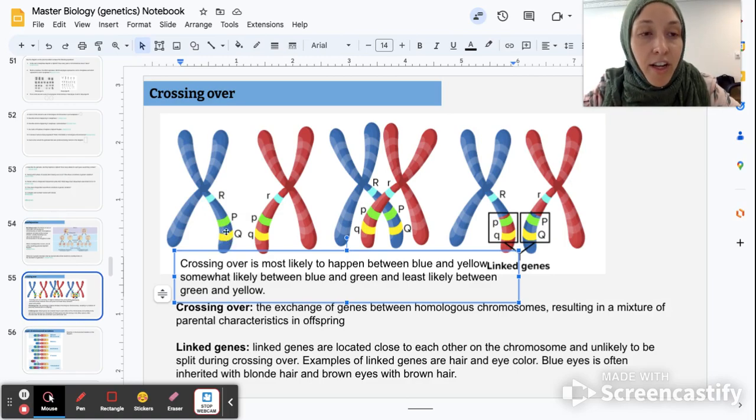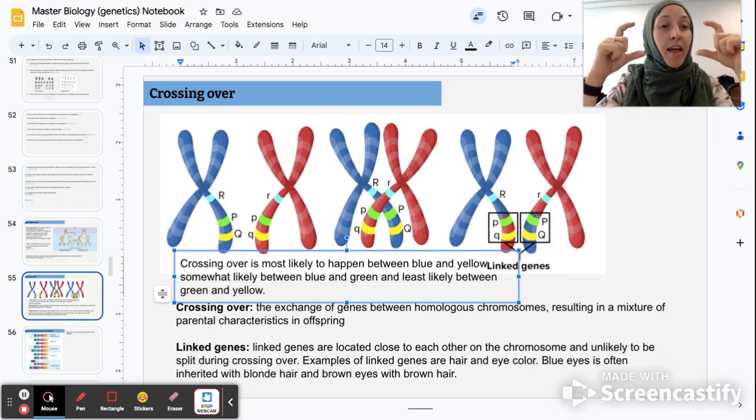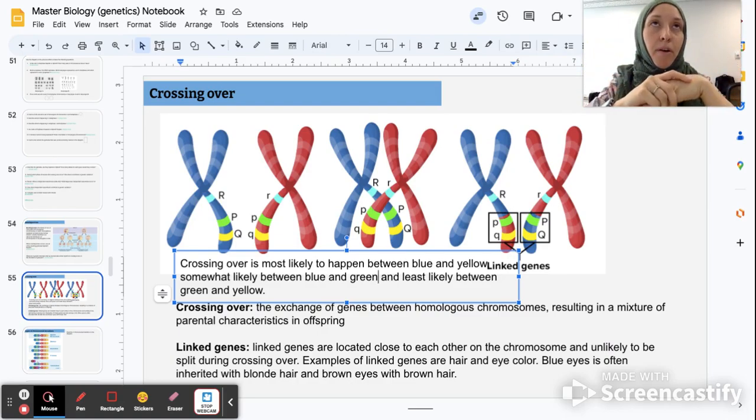Genes that are very close together are called linked genes because the alleles are likely inherited together. For example, if my maternal chromosome says blonde hair, blue eyes, and my paternal chromosome says brown hair, brown eyes, when I'm making my gametes, I'm probably going to put either the brown hair, brown eyes or the blue-eyed, blonde hair. I'm probably not going to put blonde hair with brown eyes, because crossing over and that shuffling of alleles is unlikely to happen between genes that are close together, like eye color and hair color, okay?